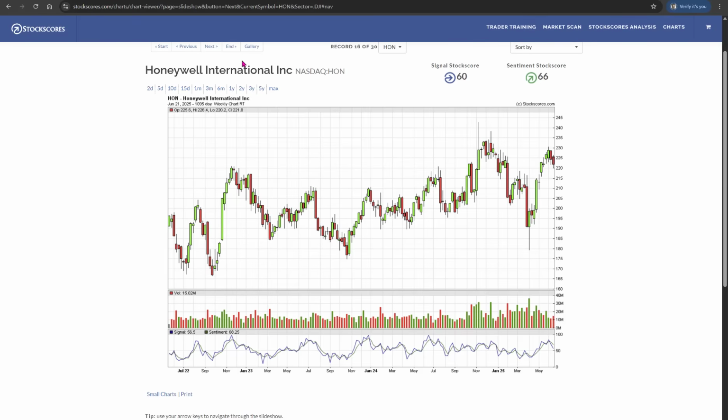Honeywell, choppy, sideways trading, therefore not really good upward momentum. That choppiness shows uncertainty. I think it's best avoided.